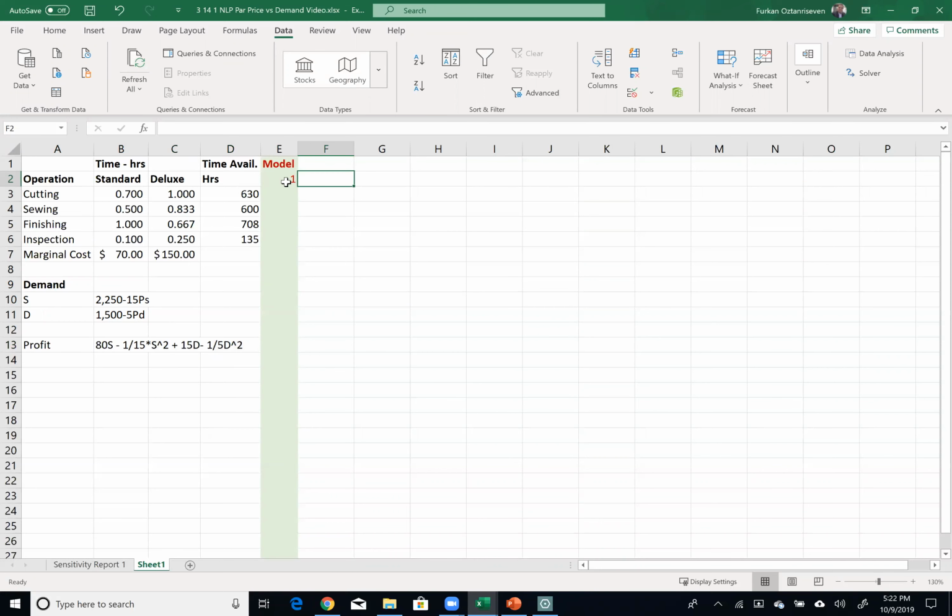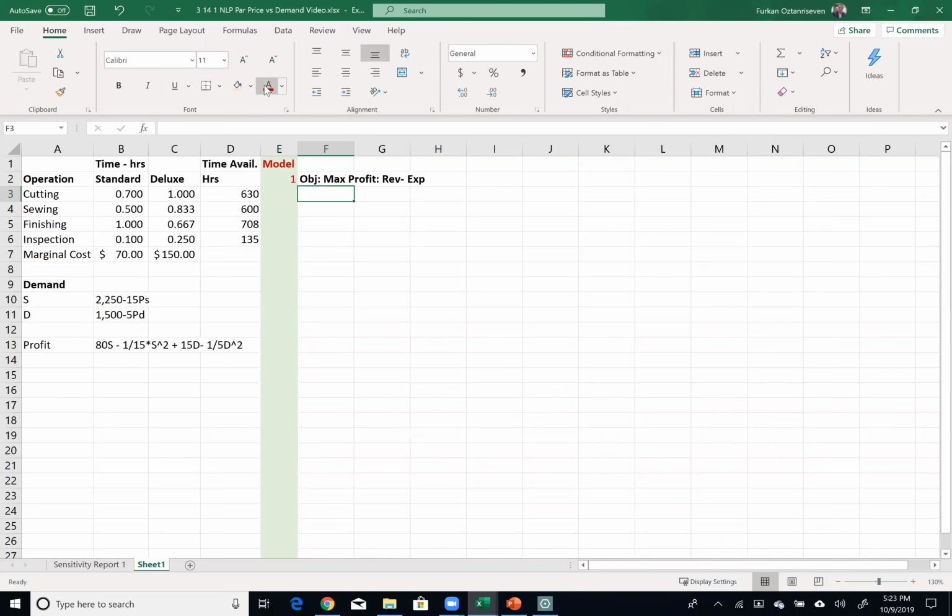First thing first, objective, which is maximize profit, and I will calculate profit not based on this. I'm gonna calculate it based on revenue minus expenses. I will calculate that right here. I like to use a green cell for my objective function, and the decision variables I'm trying to decide here is what should be the price for each type of bag. So I'm trying to figure out the price. I will make them yellow.